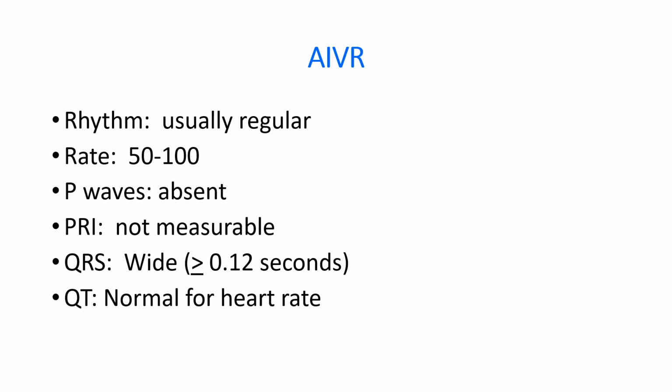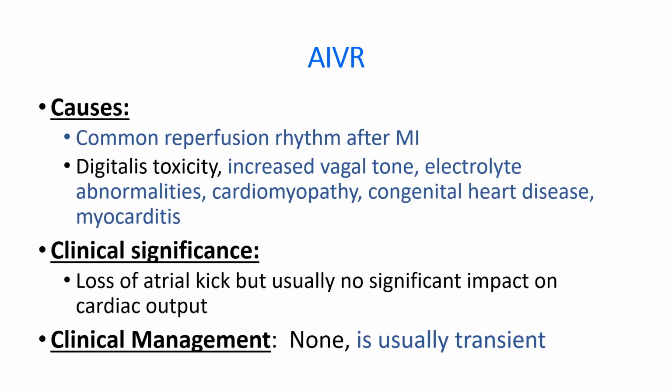Also know that AIVR may not trigger your monitor rate alarm because it is usually within the normal heart rate settings. However, it may show up as a change in your rhythm on your monitor. The cause is usually related to an increase in automaticity of the ventricles. Patients are usually asymptomatic. This is usually a transient rhythm, and so we don't want to suppress it. It's a common brief reperfusion rhythm after an MI.